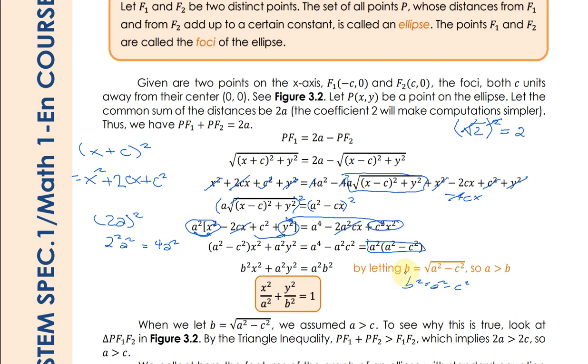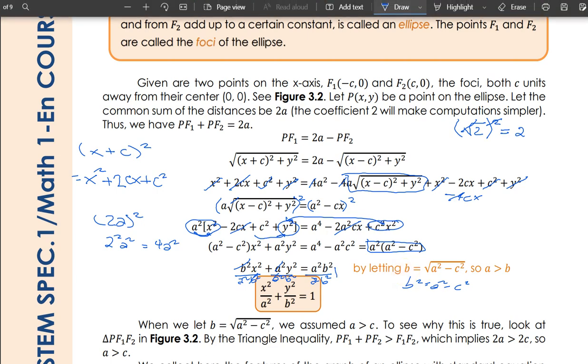Then copy the rest. After that, we divide all of the equation by a squared b squared. When dividing, if a term is common in the numerator and denominator, it cancels. So what remains is x squared over a squared. Here, a cancels, so we have y squared over b squared. Then here, everything cancels, so we have 1.